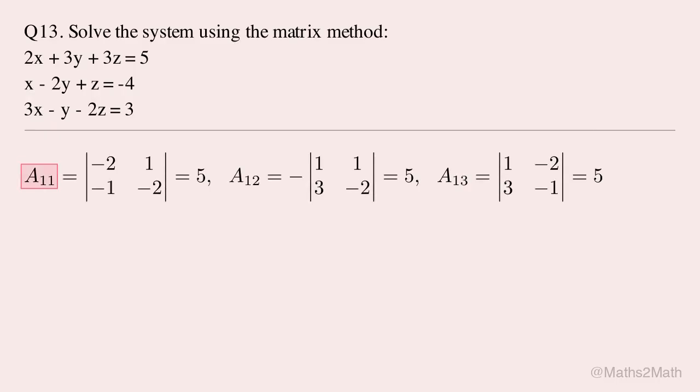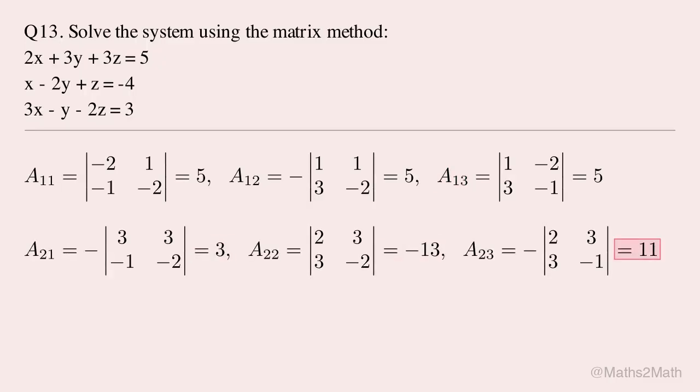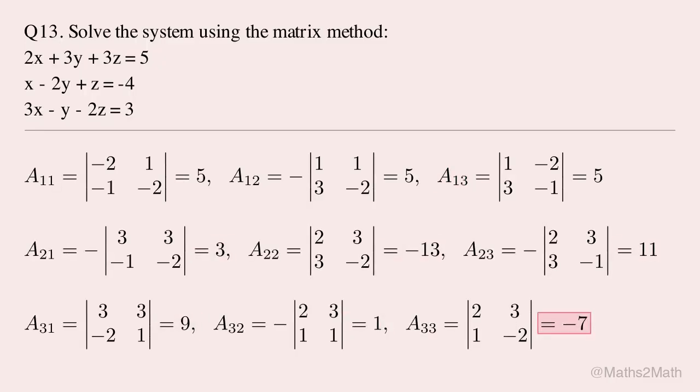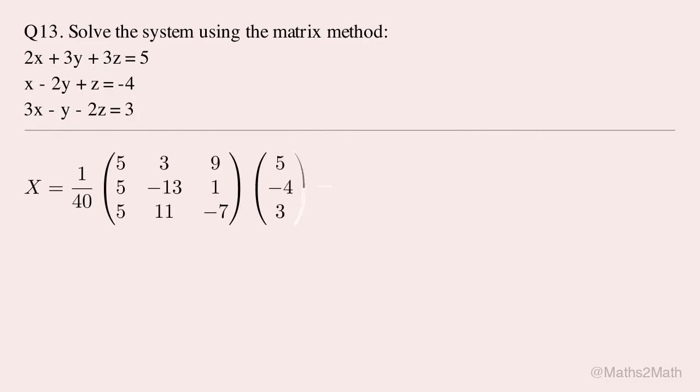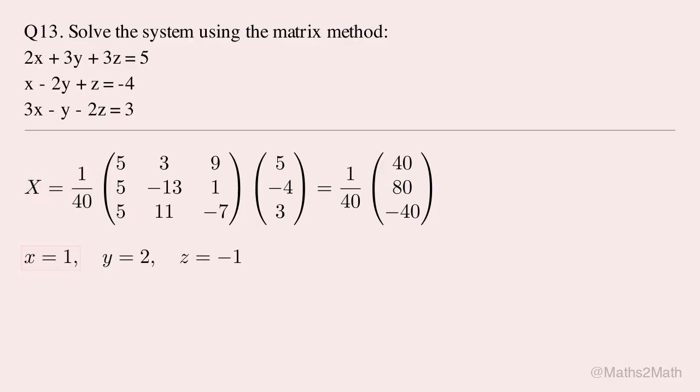Cofactors of row 1, 5 5 5. Cofactors of row 2. Cofactors of row 3. Adjoint times b. 25 minus 12 plus 27 is 40. 25 plus 52 plus 3 is 80. 25 minus 44 minus 21 is minus 40. Divide by 40. X is 1, y is 2, z is minus 1.